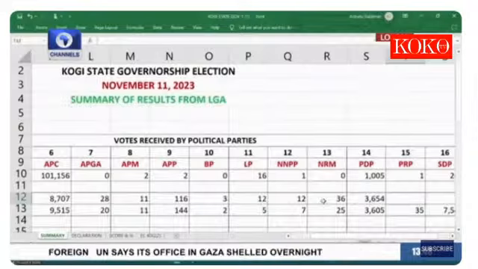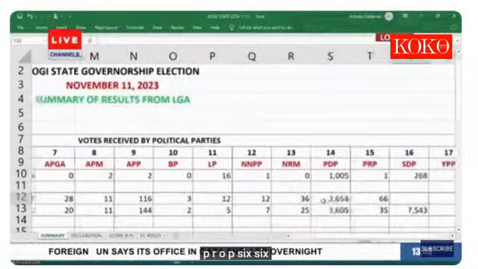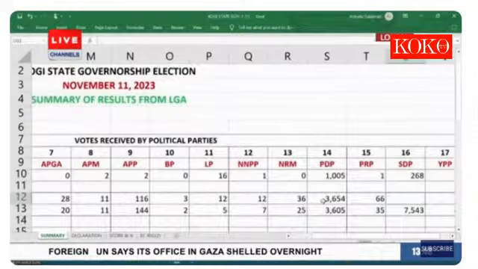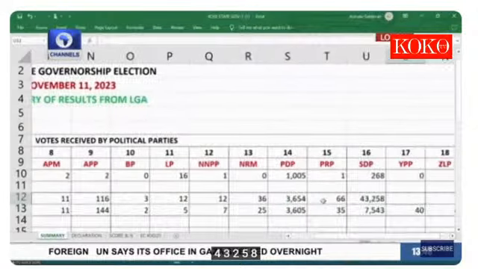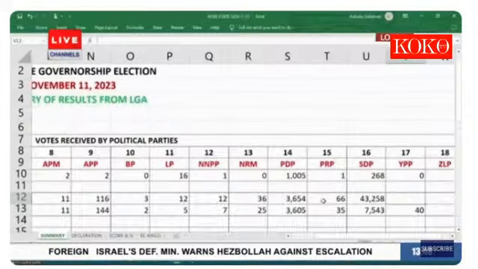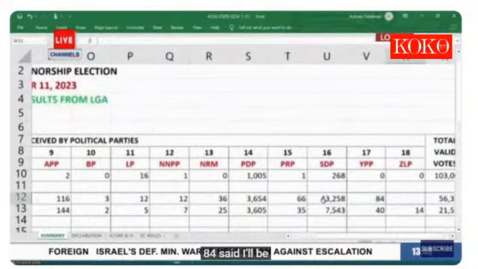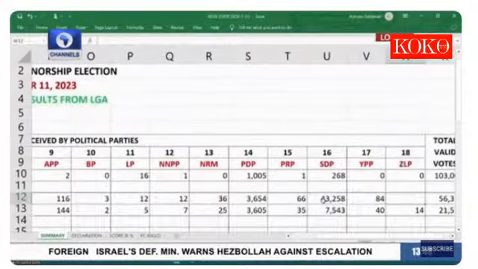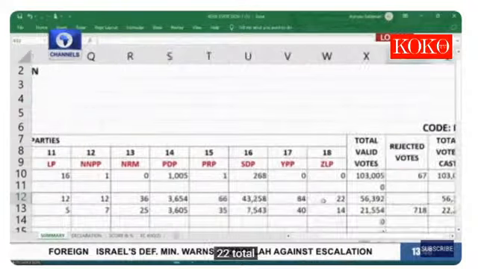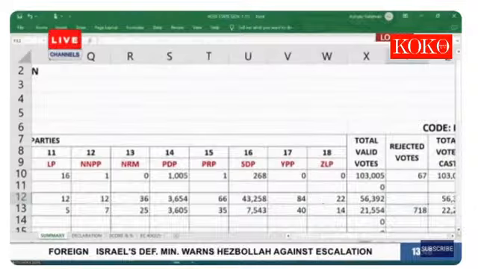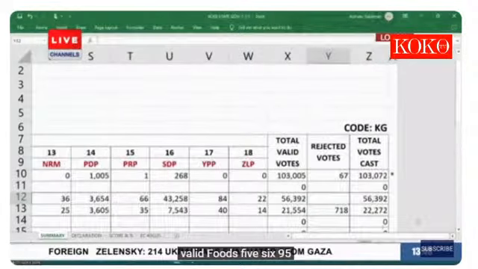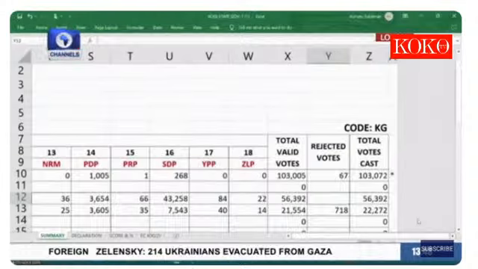PRP 66. SDP 43258. YPP 84. ZLP 22. Total valid votes 56395.